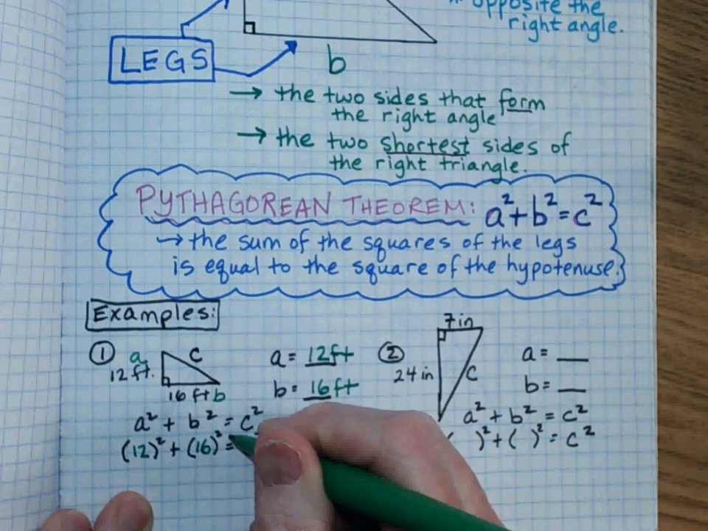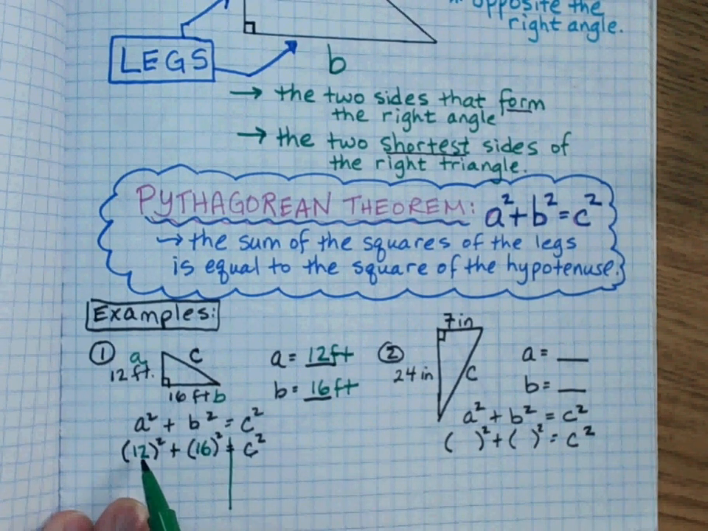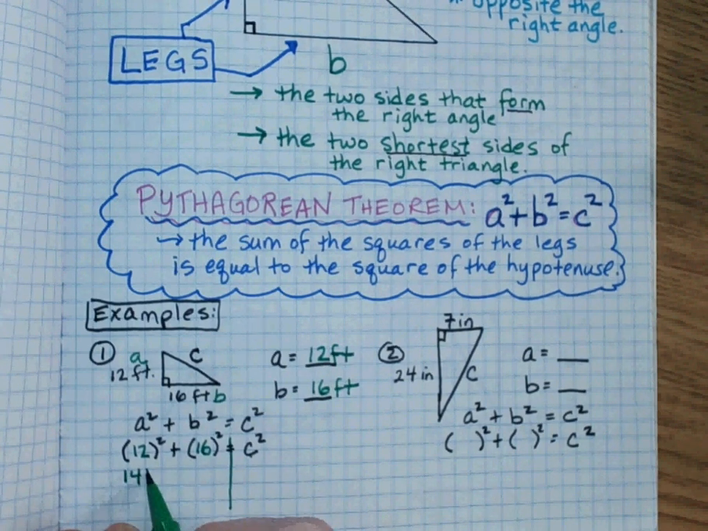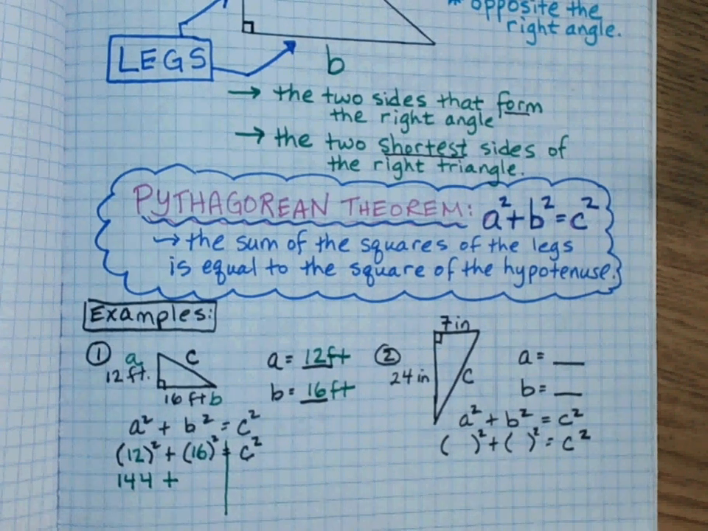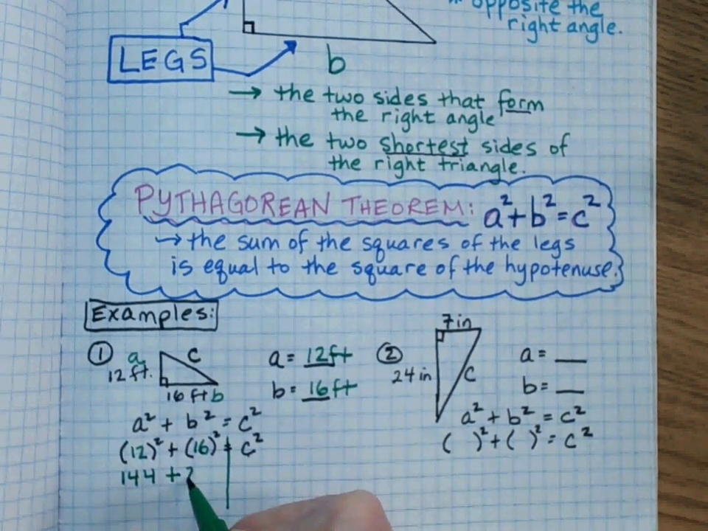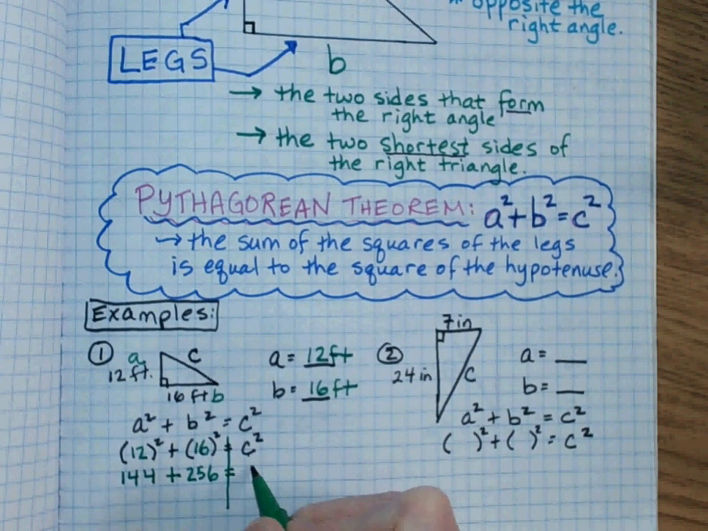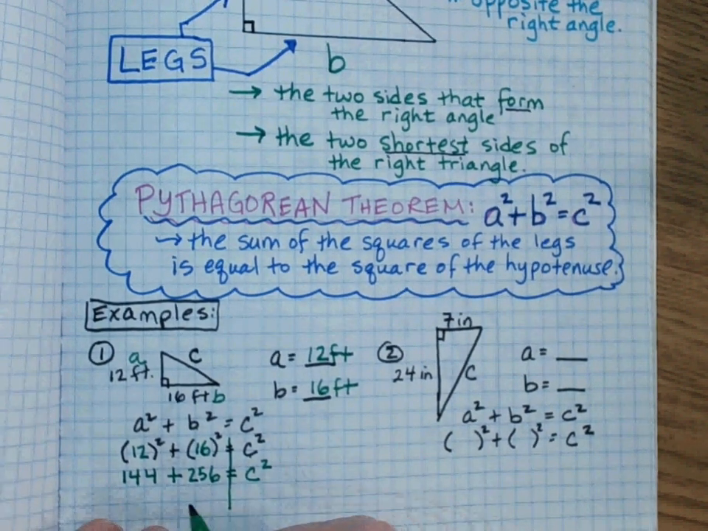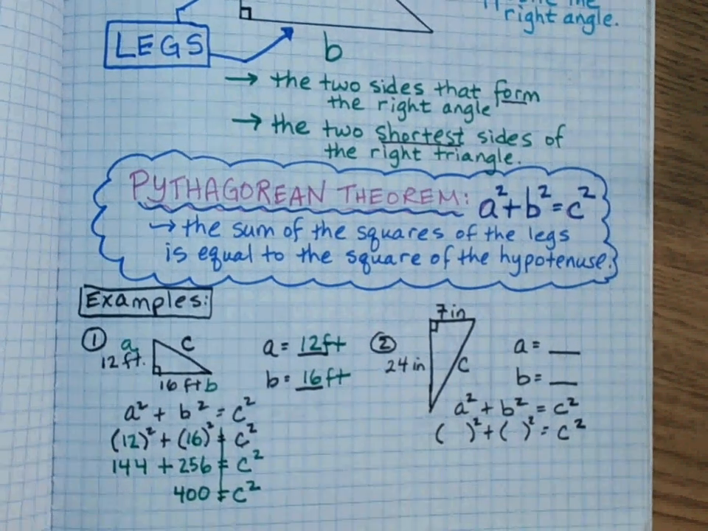Now, I solve an equation like I do normally with order of operations here. 12 squared happens to be 144. Again, if you want to use a calculator to solve these, that's great. 16 squared, we know, is 256. C squared, I don't know yet. 144 plus 256, again, you can use your calculator, and you will get 400. Now, it says 400 is C squared.